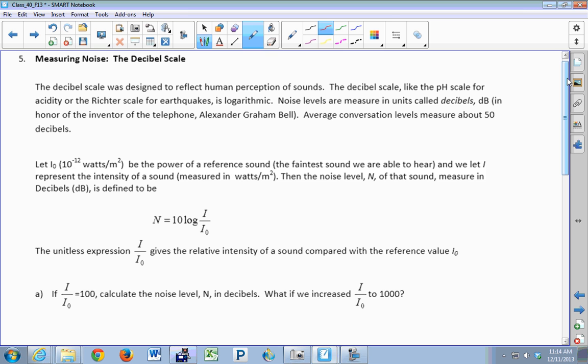The decibel scale was designed to reflect the human perception of sounds. The decibel scale, like the pH scale for acidity or the Richter scale for earthquakes, is logarithmic. Noise levels are measured in units called decibels, and we use little d, capital B. That's the unit for decibels. It was given this name in honor of Alexander Graham Bell, who invented the telephone. So average conversation levels are about 50 decibels.